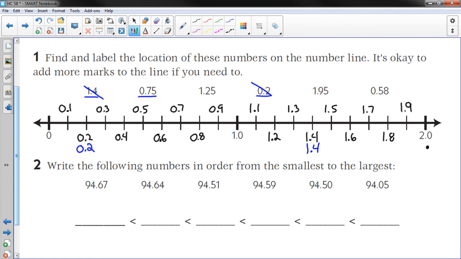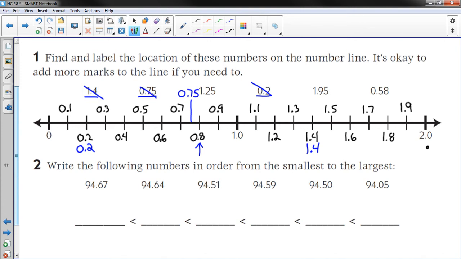So let's look at this one. 75 hundredths. Well, I know that 75 hundredths is greater than 7/10, which is right here, but it's smaller than 8/10, which is right there. It's right in the middle. It's actually right here. So that is 75 hundredths. I'm going to erase that a little bit and write that in there. That's 75 hundredths. Cross that out.